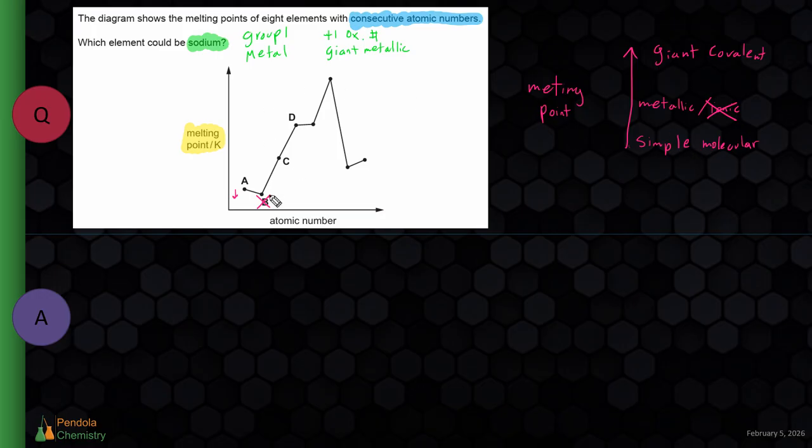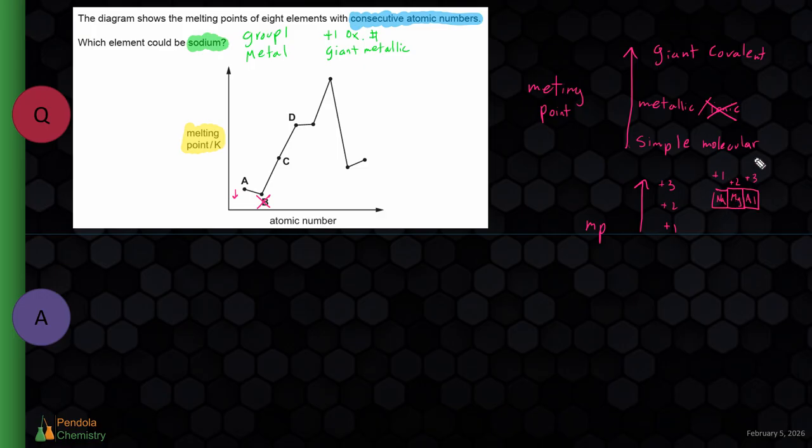And then after that, they start going up. Now, within the realm of metallic, we've got to remember that the melting point is going to increase for a higher charge. So +1, +2, +3. So even though sodium has a fairly high melting point because it is a metal, it is only a +1 metal. The metal next to it, magnesium, is a +2 metal, and the one after that, aluminum, will be a +3 metal.